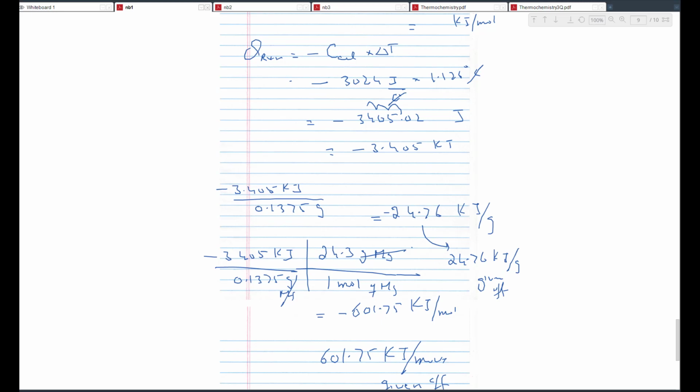What's the next question? 51. 51. It says calculate the heat of decomposition. So we calculate the heat of decomposition for this process at constant pressure.